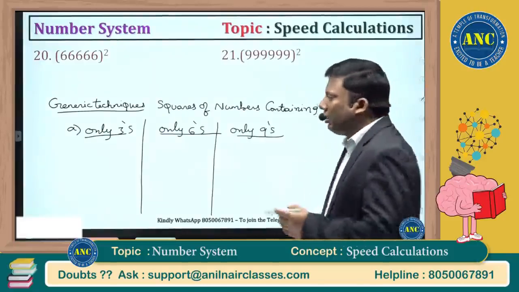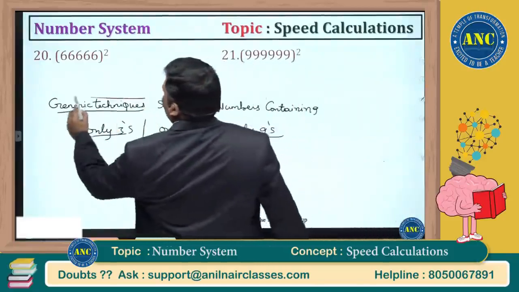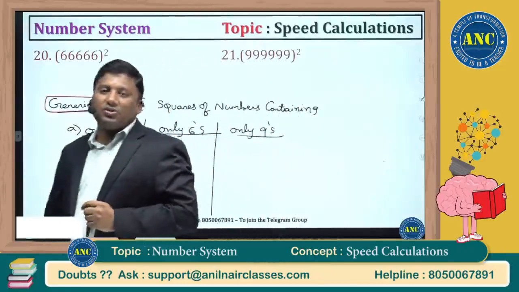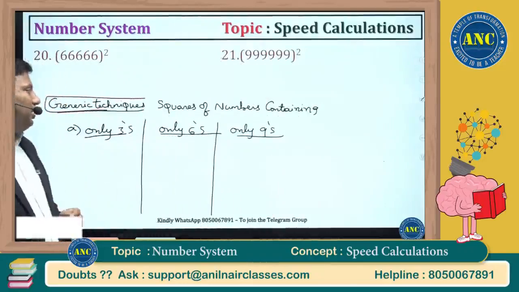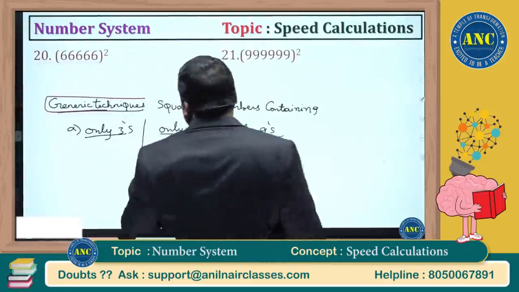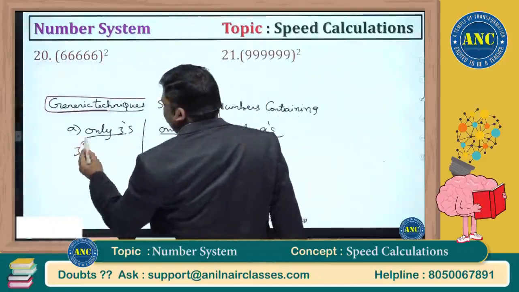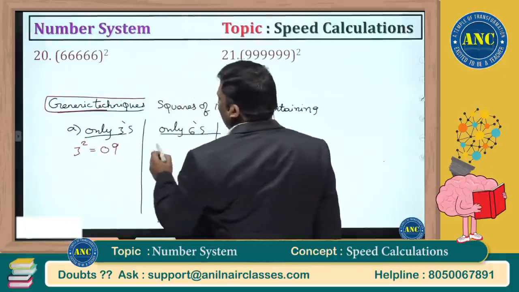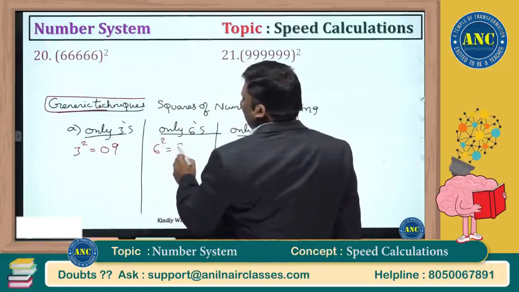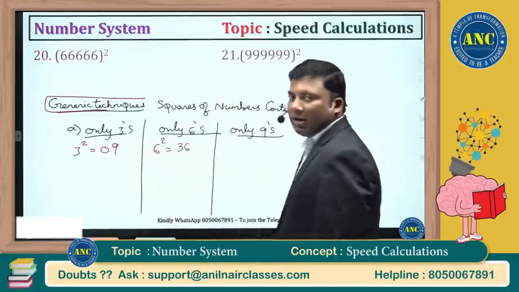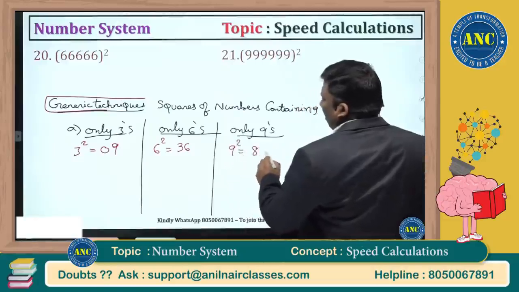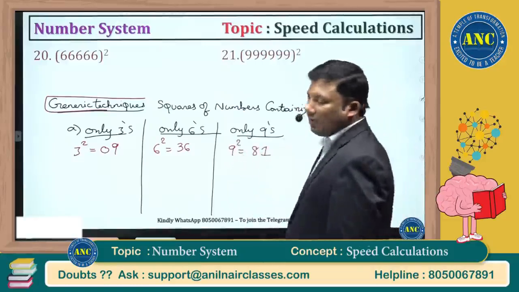Another important concept related to generic technique. There is a pattern that comes in these three numbers. Let us see the pattern. The square of 3 is 9, in a two-digit format it is 09. 6 square is 36. 9 square is 81.